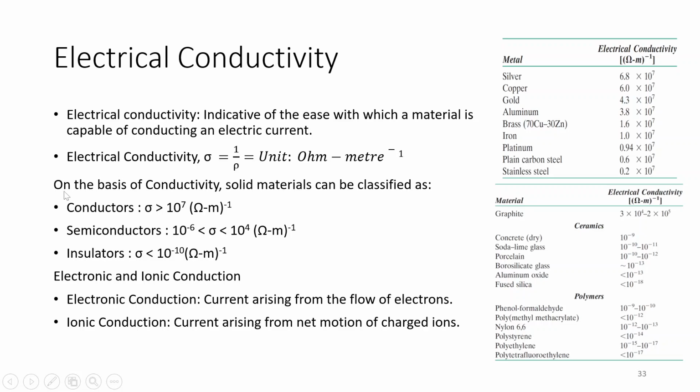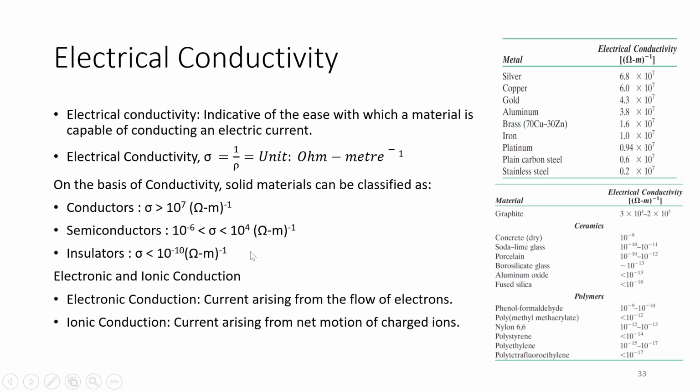And on the basis of conductivity, solid materials can be classified as conductors, semiconductors, and insulators. So in case of conductors, you have conductivity higher than 10 to the power 7 inverse ohm meter, and for semiconductors it is in between 10 to the power minus 6 to 10 to the power 4, and for insulators it is less than 10 to the power minus 10.